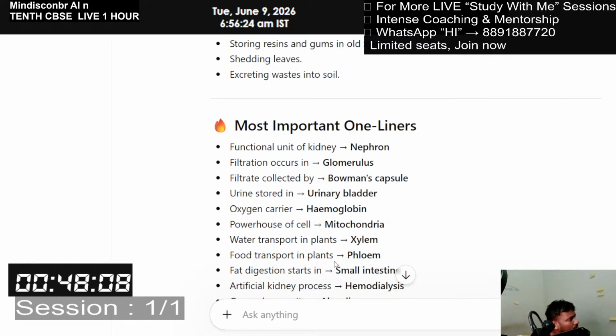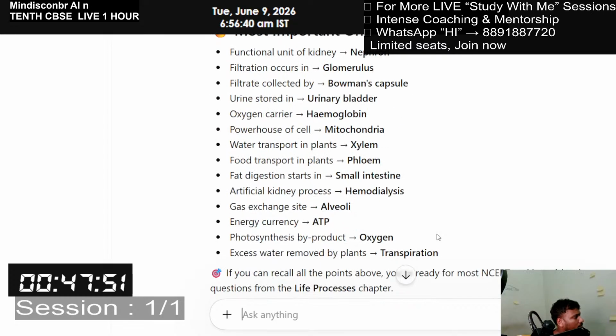Functional unit of kidneys, nephron. Filtration occurs in glomerulus. Filtrate collected by Bowman's capsule. Urine stored in urinary bladder. Oxygen carrier, hemoglobin. Powerhouse of the cell, mitochondria. Water transport in plants, xylem. Food transport in plants, phloem.